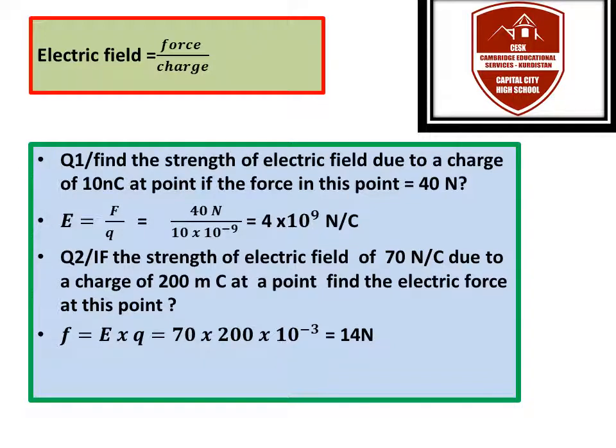So E equals F over Q. So instead of F, 40 Newton divided by 10 times 10 to the negative 9. After we divide and simplify, the answer is 4 times 10 to the power 9 Newton over Coulomb.